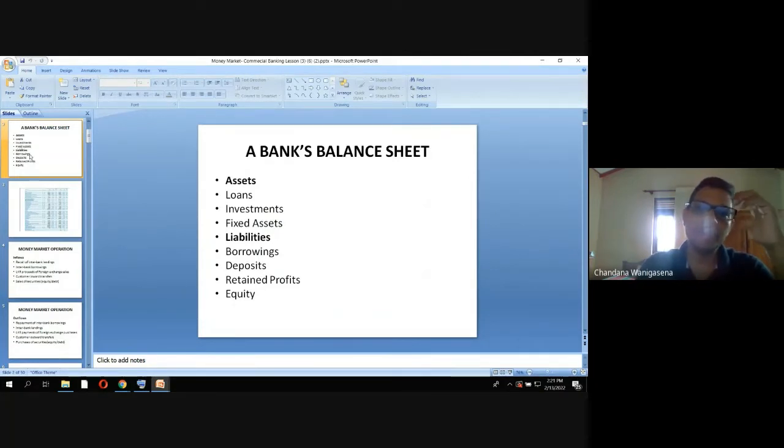the bank balance sheet? I just actually put it in this slide. What do we identify as assets and what do we identify as liabilities in a bank balance sheet? In a bank balance sheet, we identify loans, investments and fixed assets as the assets. Basically, an asset is something in a business which generates income, right? In banks, the main income is generated by loans, right? So a loan is an asset.